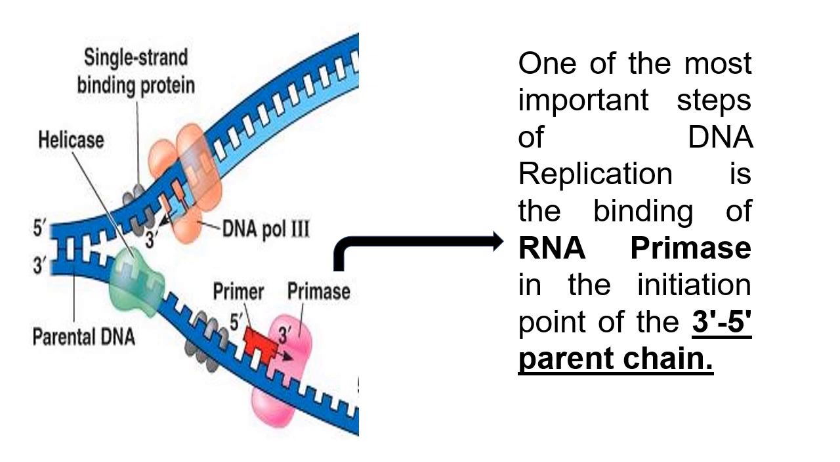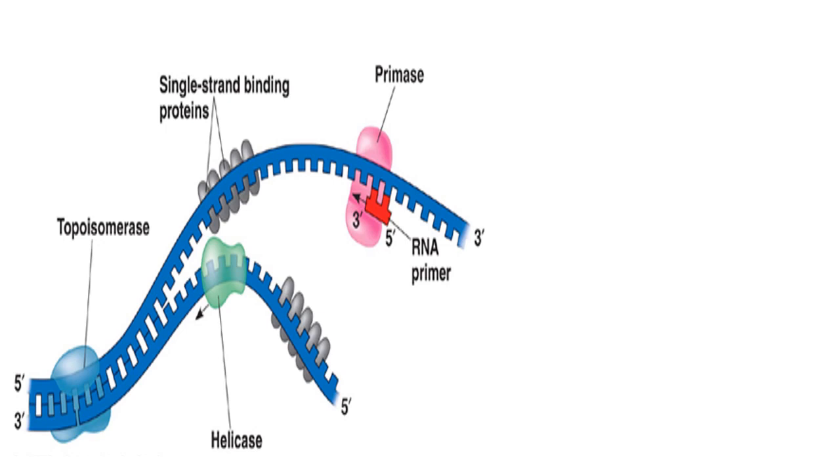After forming the replication bubble, the second most important step of DNA replication is binding of RNA primase. RNA primase has a tendency to bind at the 3' to 5' position on the parent chain. Primase can attract RNA nucleotides. Collectively, the RNA nucleotides are called an RNA primer. The RNA primer is about 100 to 200 nucleotides long and is synthesized by RNA primase.